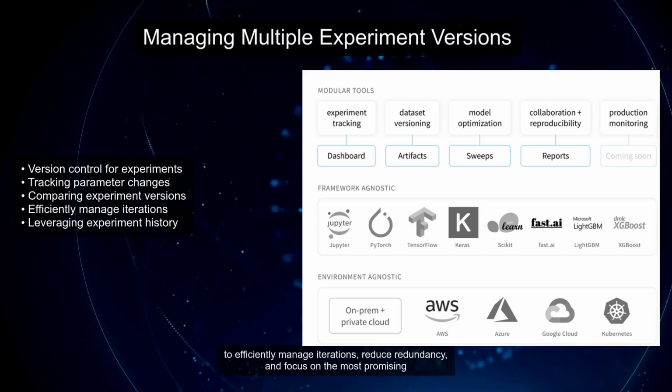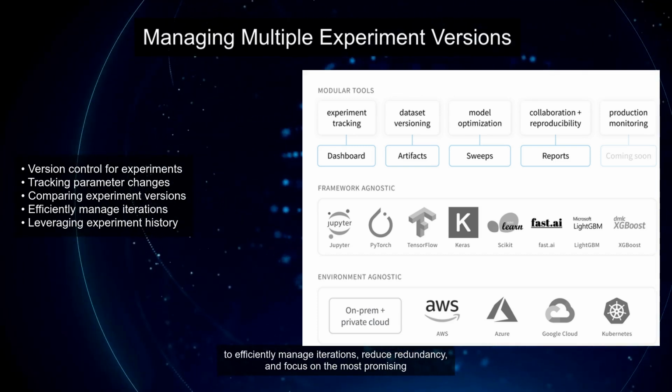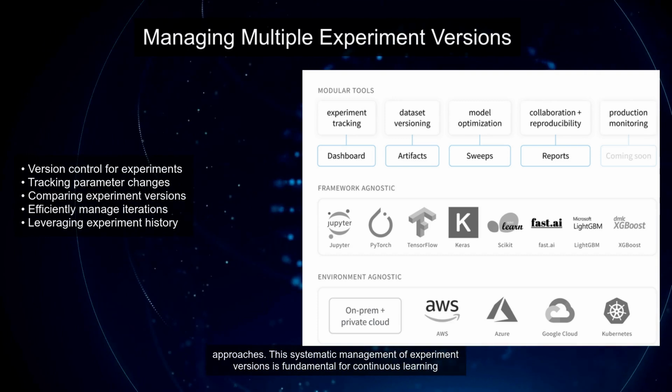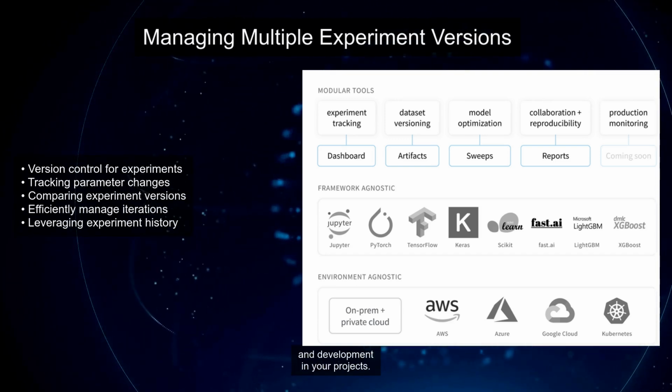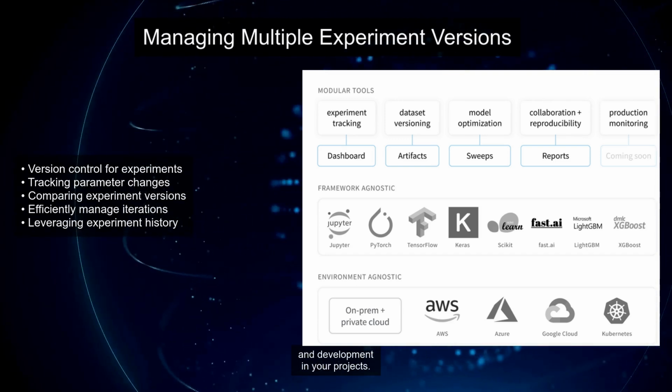Additionally, having a comprehensive experiment history allows you to efficiently manage iterations, reduce redundancy, and focus on the most promising approaches. This systematic management of experiment versions is fundamental for continuous learning and development in your projects.